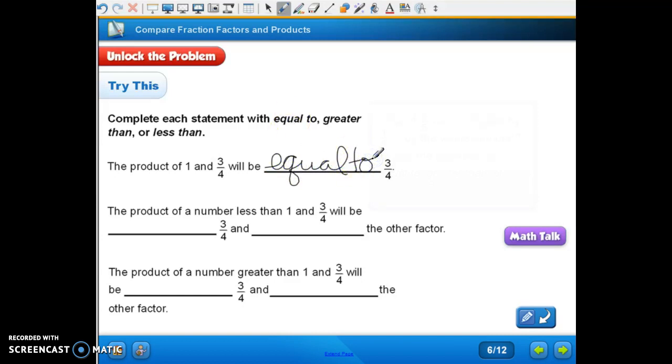The product of a number less than 1 will be blank than 3/4, and blank than the other factor. So now they're talking like 1/2 times 3/4. So what did we learn? If I have half of 3/4, it's going to be less than 3/4. And it's also going to be less than my other factor.